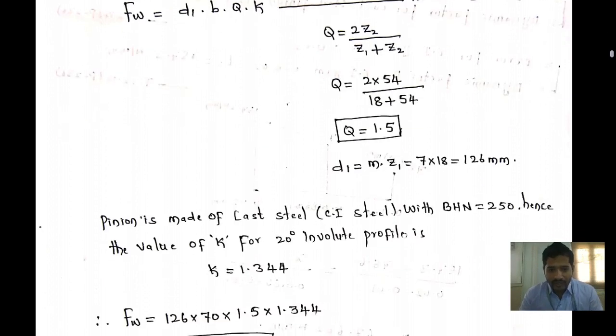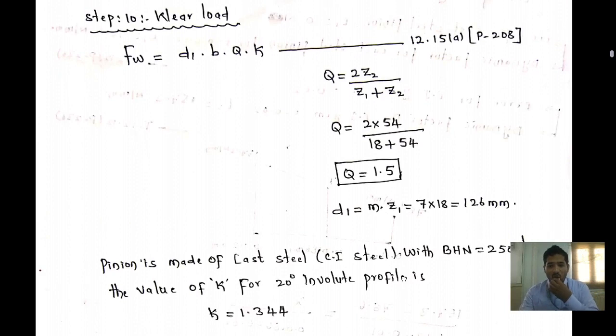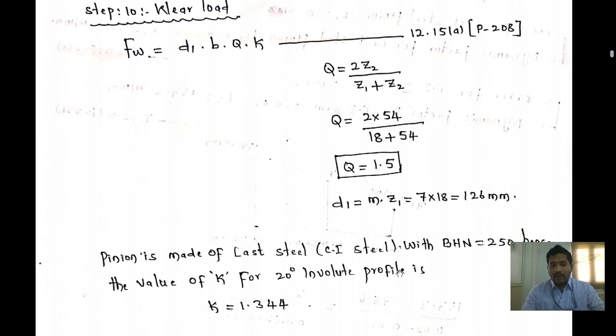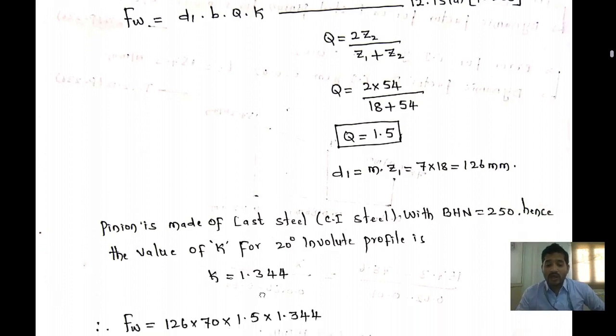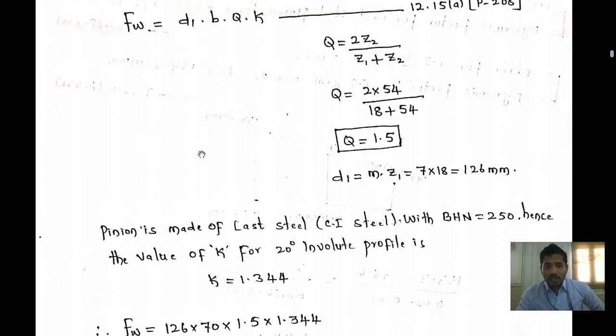Clear here? After that, we have to consider K here, 1.334. The pinion is made of cast steel. For the pinion hardness number, we consider 250. Hence the value of K for a 20 degree involute profile is given here as 1.344 in this problem. So now we just need to substitute the D1 value.